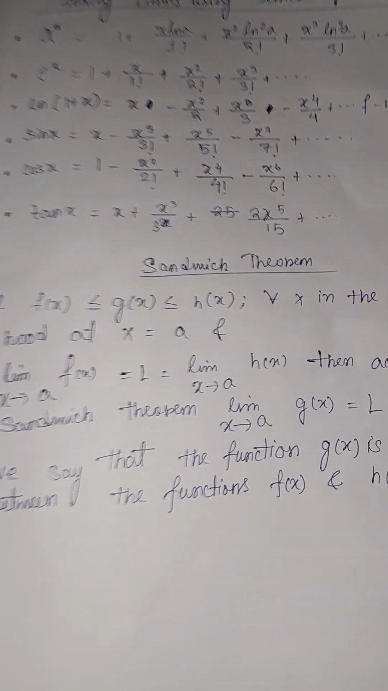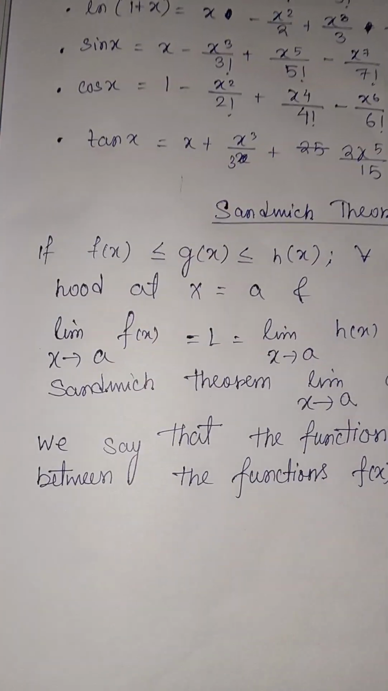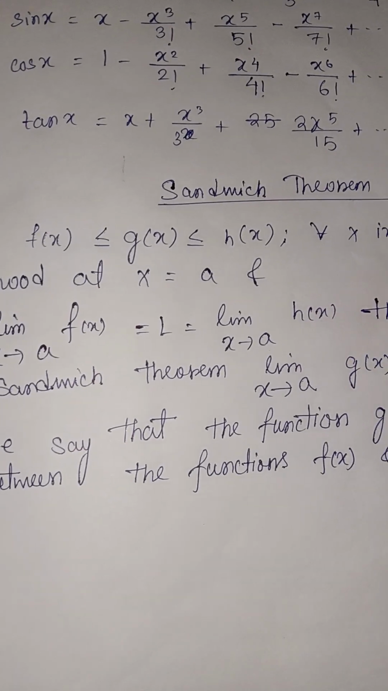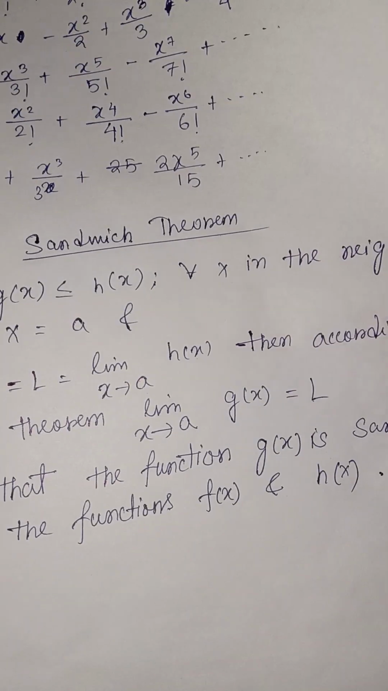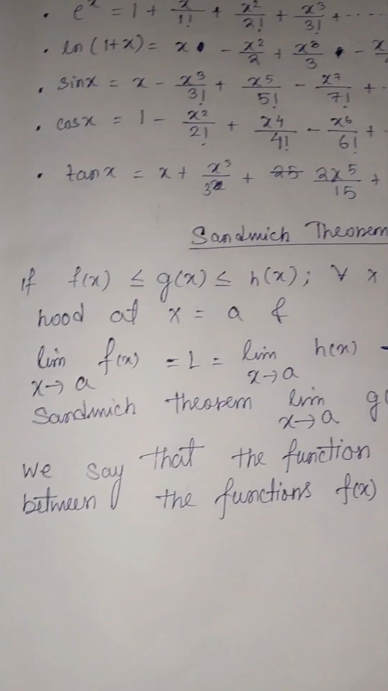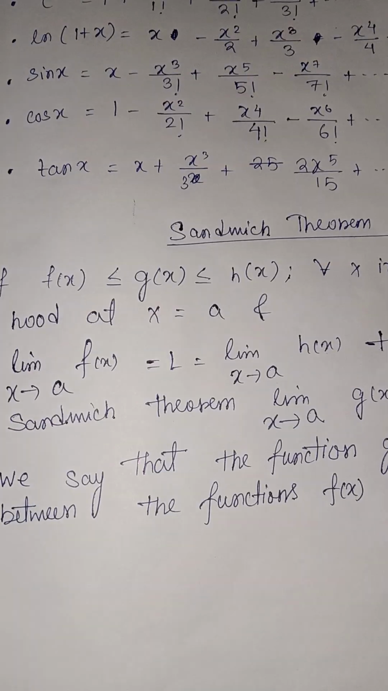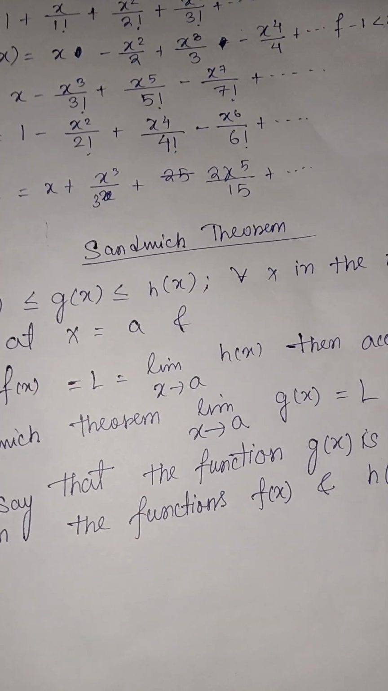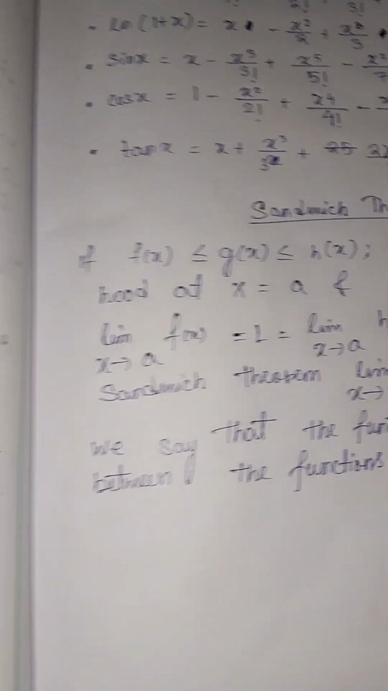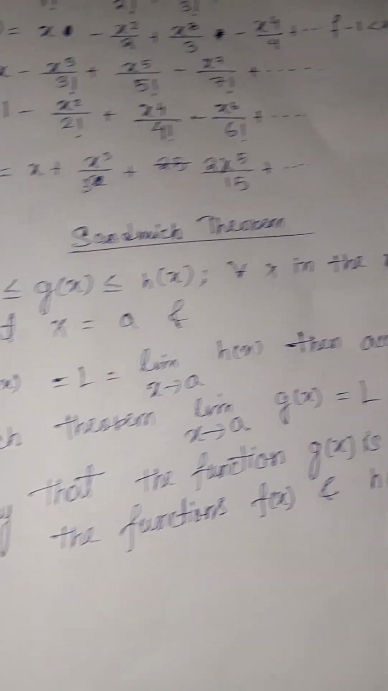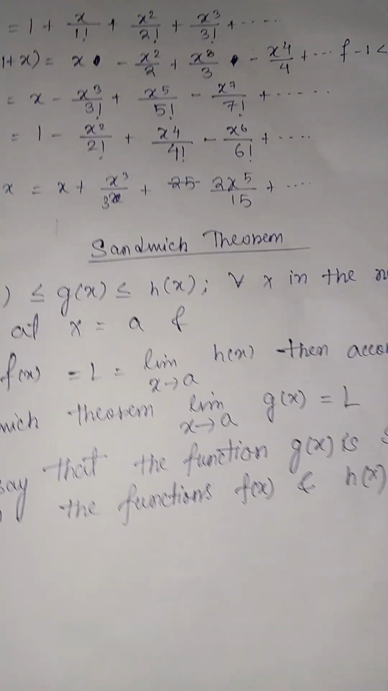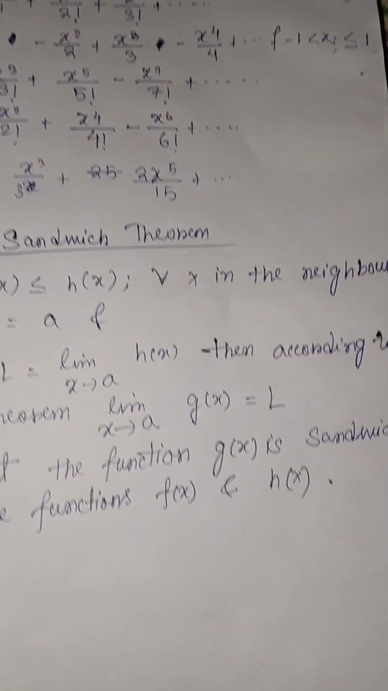Okay, so there's another theorem, that is the sandwich theorem. If f(x) is less than or equal to g(x), less than or equal to h(x), for all x in the neighborhood of x is equal to a, and limit x tends to a f(x) is equal to L is equal to limit x tends to a h(x), then according to the sandwich theorem the limit x tends to a g(x) is equal to L. Okay, so we say that the function g(x) is sandwiched between the functions f(x) and h(x).